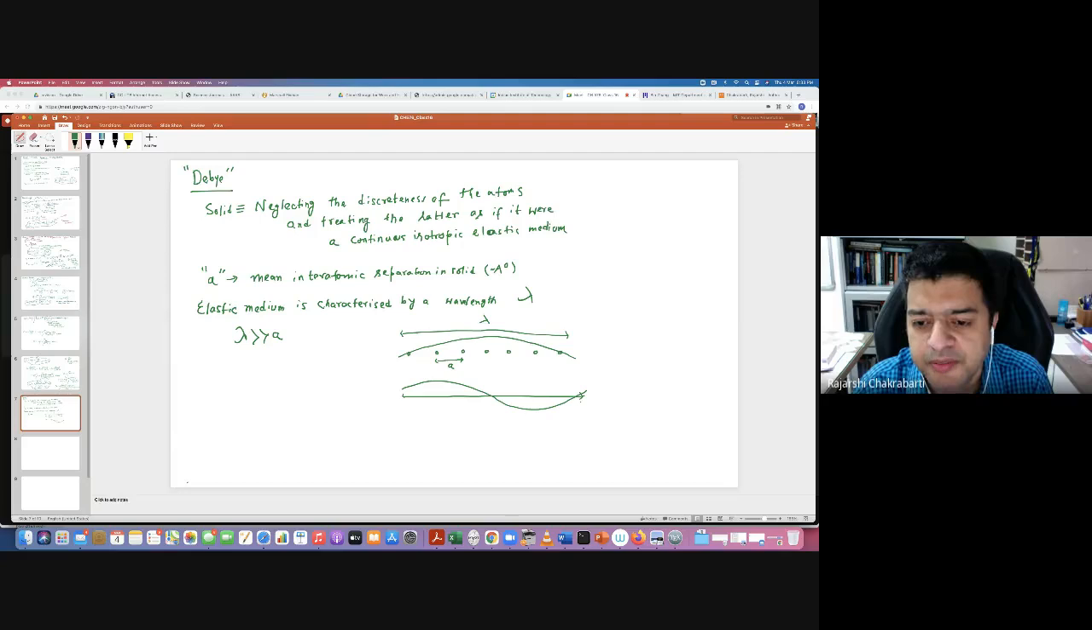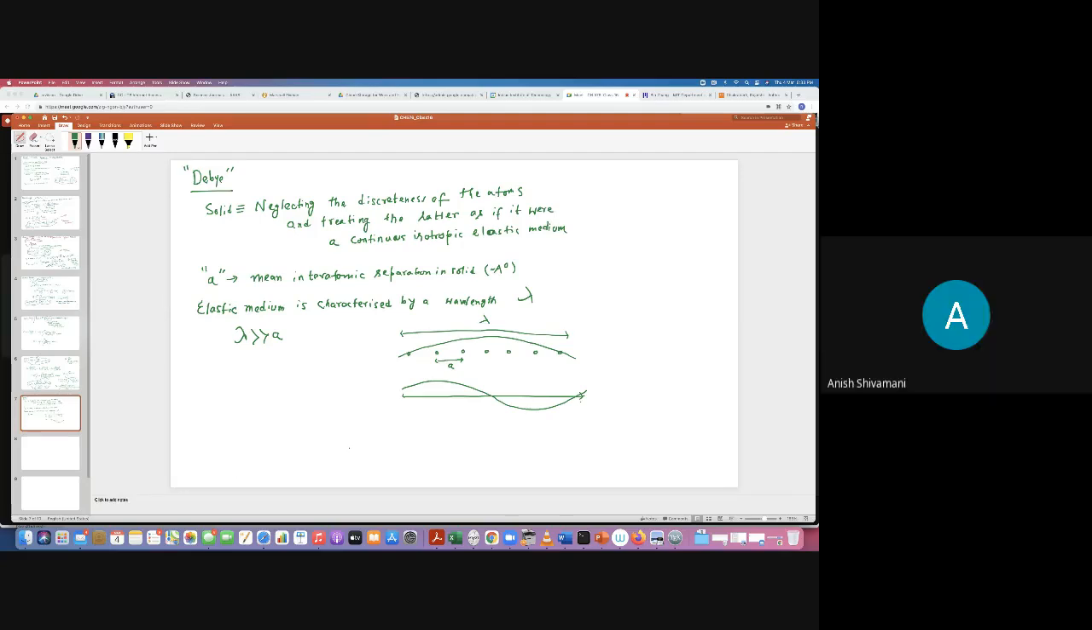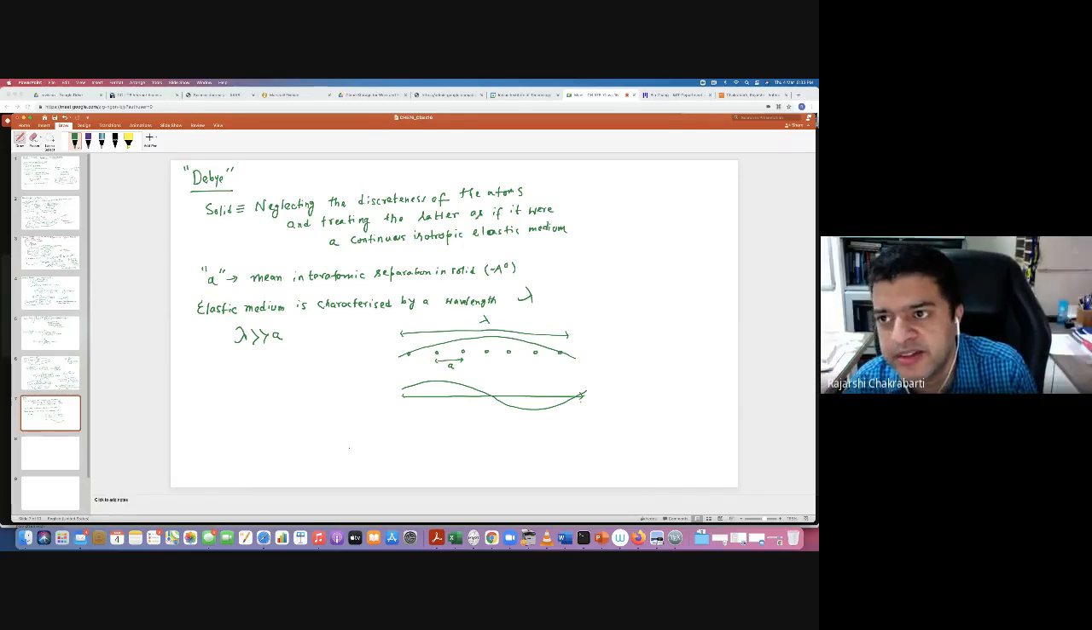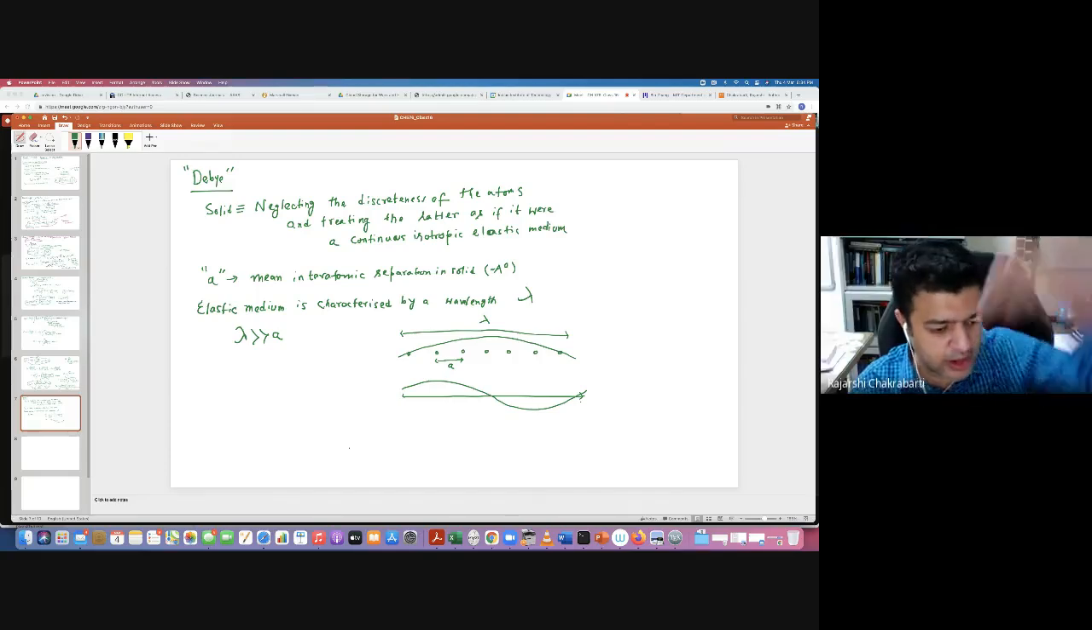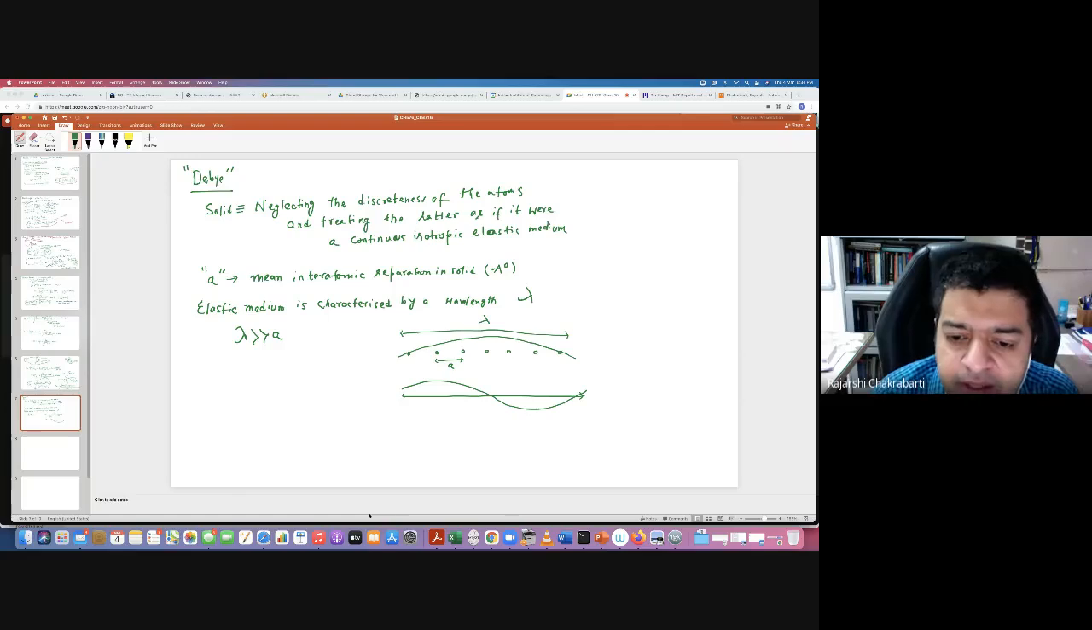You understand what I'm saying? You can go to higher and higher energy and lower lambda. As your frequency increases, your lambda decreases. But what I'm saying is that as long as your lambda is greater than your interatomic separation, this discreteness does not matter. But what is this lambda?